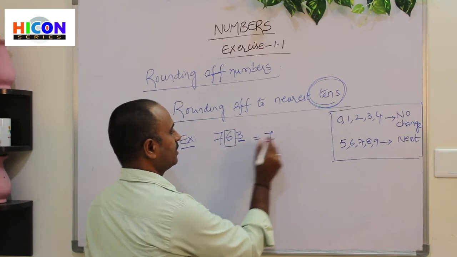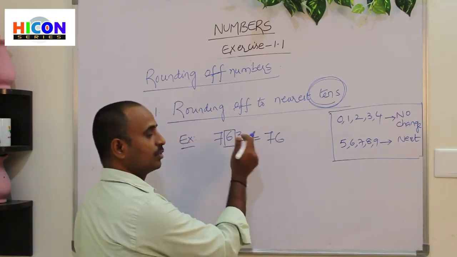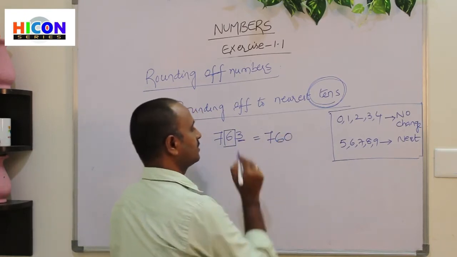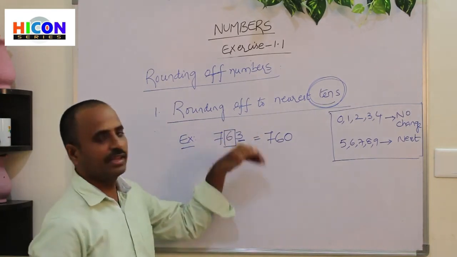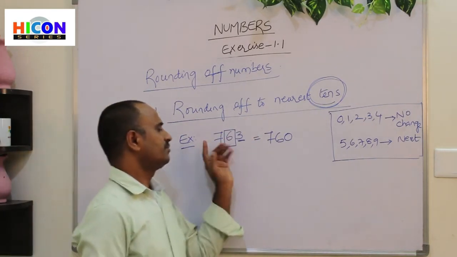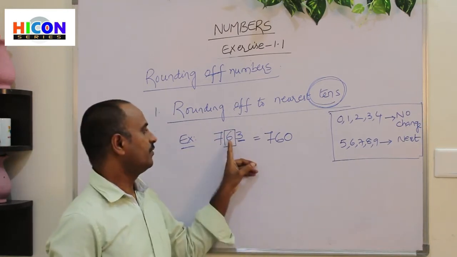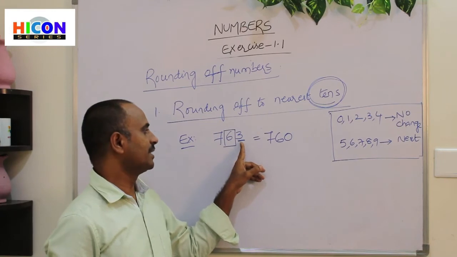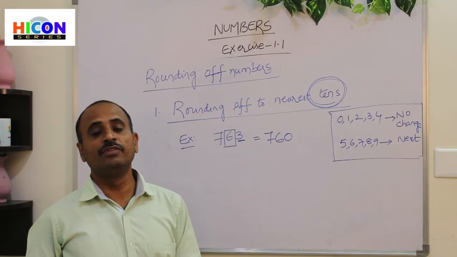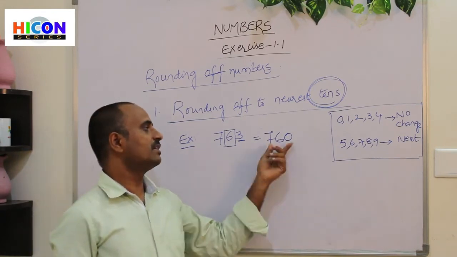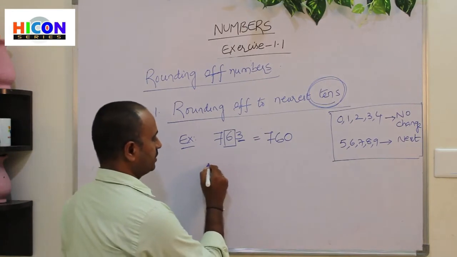That means the 6 should not be changed. Keep the same tens digit 6 and put zeros for the remaining digits. So 760 is the number rounded to the nearest tens. After the tens place we put zeros, so the digit 3 is replaced with 0. If you round off any number to the nearest tens, we get a 0 in the units place of the answer. Let us see one more example.